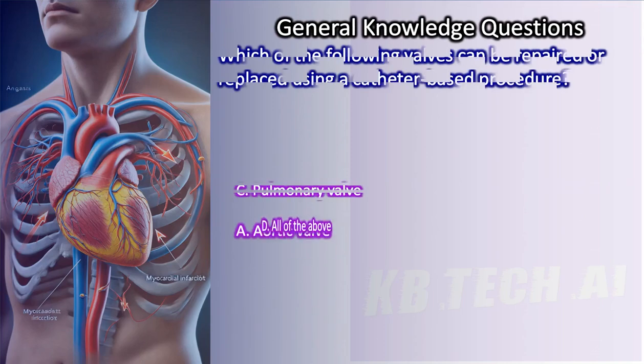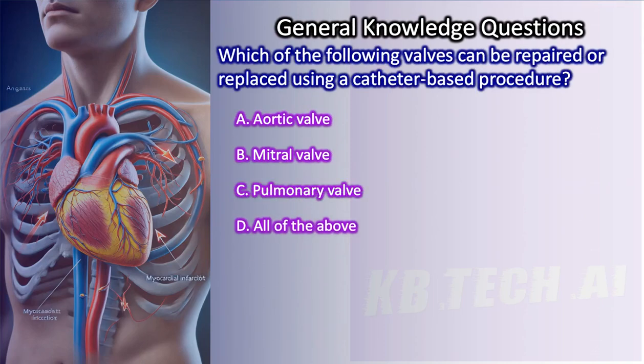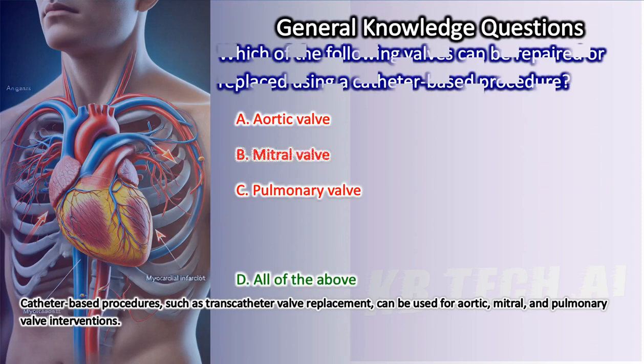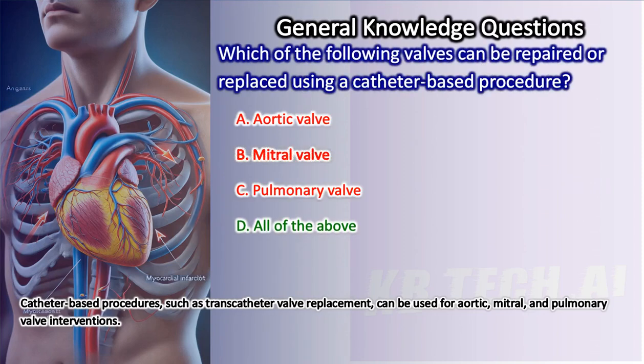Which of the following valves can be repaired or replaced using a catheter-based procedure? Option 1, aortic valve. Option 2, mitral valve. Option 3, pulmonary valve. Option 4, all of the above. The answer is option 4, all of the above.